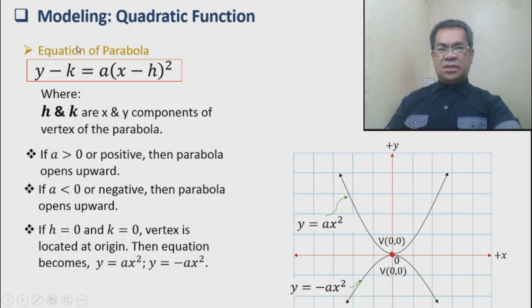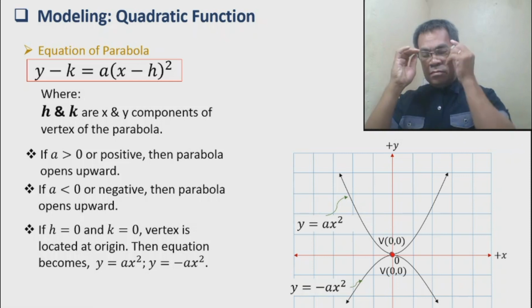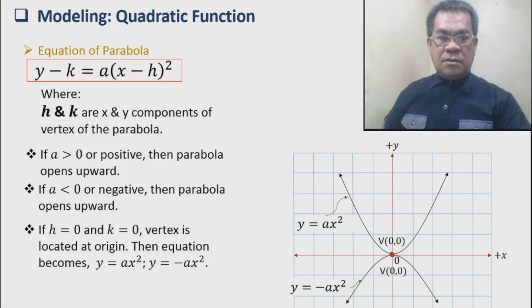So in this case, this is the general equation of the parabola, and you are advised to use this one, because it can solve the parabola at any vertex point. Okay, so that's it.